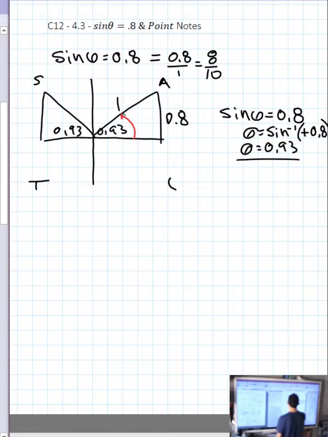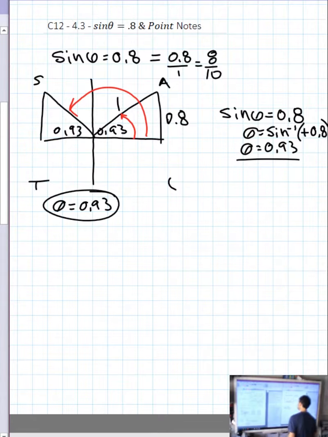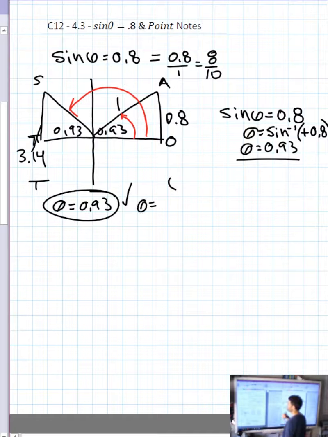Then we always put our arrows in and figure out what those arrows are worth. So the first theta in the first quadrant is 0.93. And if I were to sine 0.93, I better get 0.8. Make sure you check your answer, as I've done in the notes. Now I'm going to mark 0 and I'm going to mark pi, but this time I'm going to change pi to be 3.14. Because if I want the second arrow, I have to do theta equals 3.14 minus that, as seen in the notes, for 2.21. And those are our 2 answers between 0 and 2 pi.